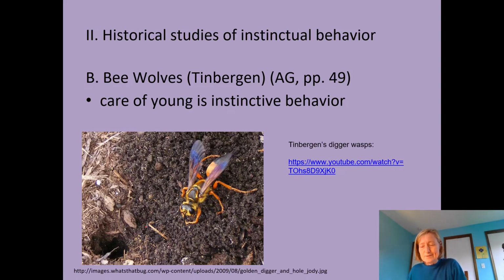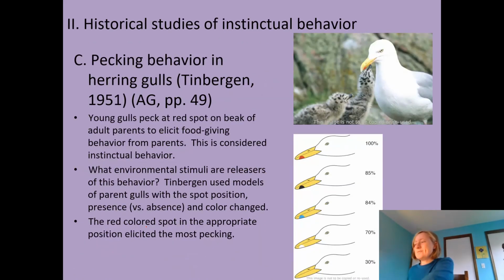Here's another example. Oh, these are just all so much fun. They come from historical studies of animal behavior. He also looked at herring gulls. Herring gulls are really common gulls. You see them at the beach all the time, and they have a little red spot on their lower beak, or their bill, if you will, okay?